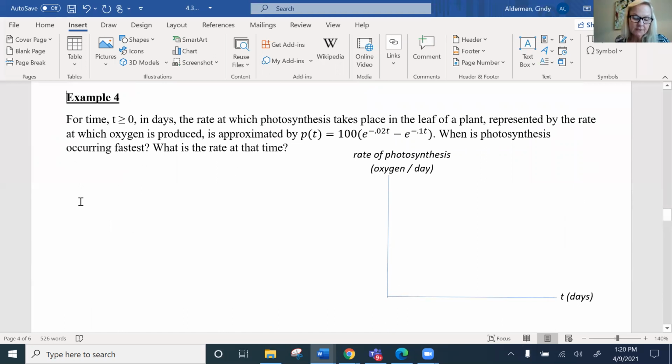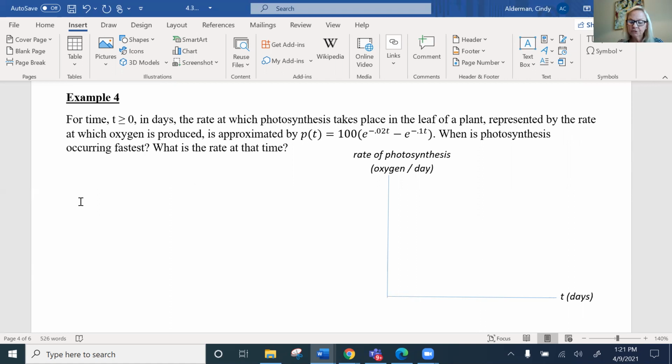Okay, so for a time that's greater than or equal to 0 in days, the rate at which photosynthesis takes place in the leaf of a plant, represented by the rate at which oxygen is produced, is approximated by that function. When is photosynthesis occurring the fastest, and what is the rate at that time?